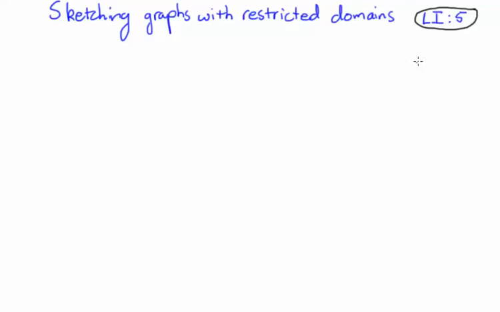What we're going to do now is sketch graphs, except restrict the domain. This means sketch them, but only for an interval of x values or a certain amount of x values. I'll give you two examples, and I'm going to give you one of a log graph. This all builds on all the sketching you've done so far.